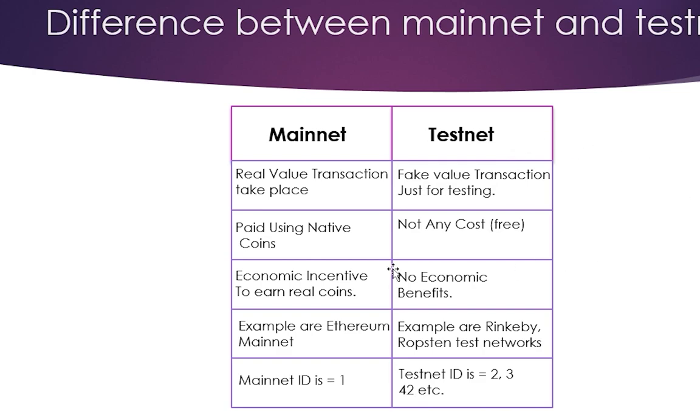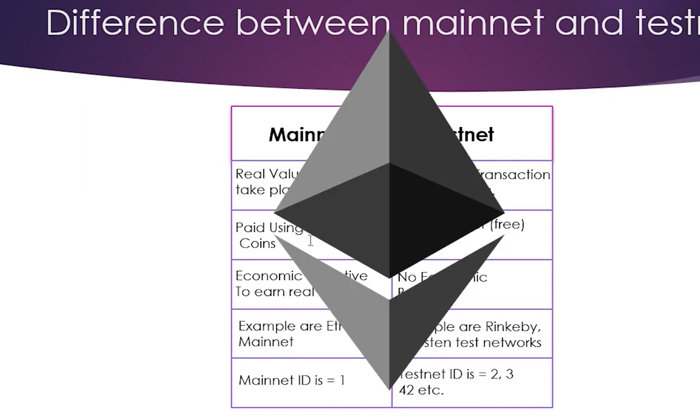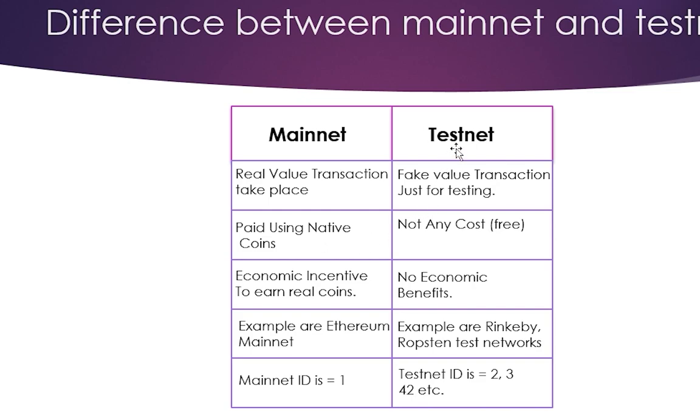And then let's move to the second step, paid using native coins. That's similar to the first step, like the real value transaction takes place. When you do a transaction, the money or the ether will be in real form, but in case of a test network, that will be free. It gives us free ethers to do transactions just for testing purposes. And the two steps of the mainnet and testnet are done.